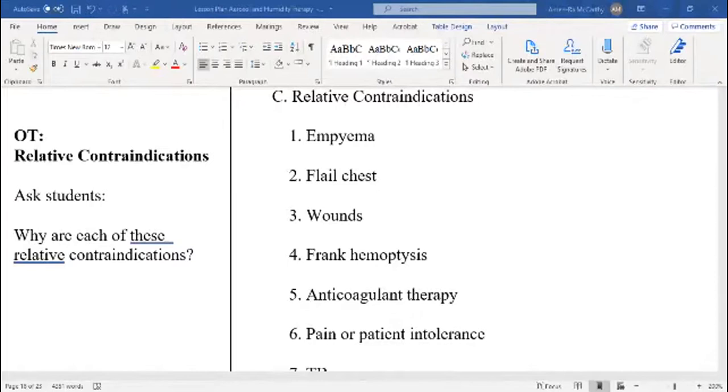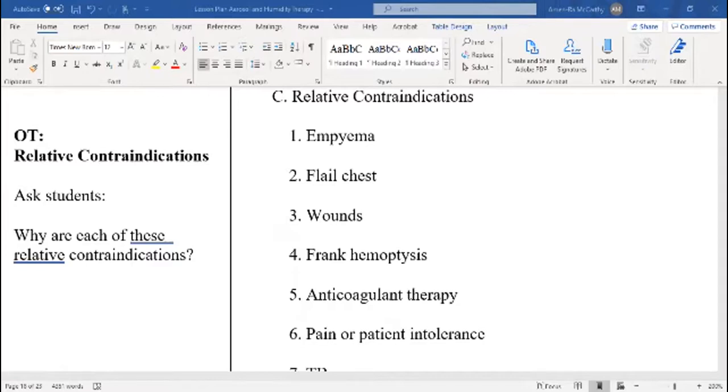Is it inflammation of blood? Kind of, but not inflammation. It's blood. Frank hemoptysis is coughing up bright red blood. Hemoptysis is when you're coughing up blood. Frank hemoptysis is super red, just fresh, like something just ruptured. That's really bright red blood.